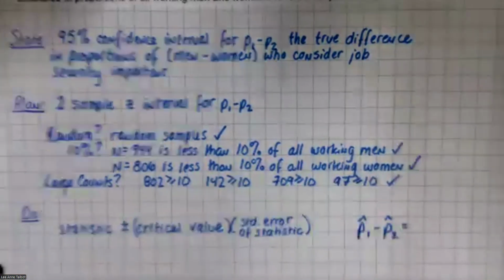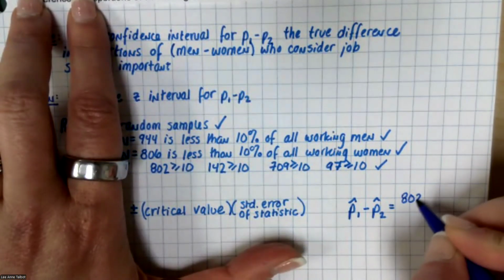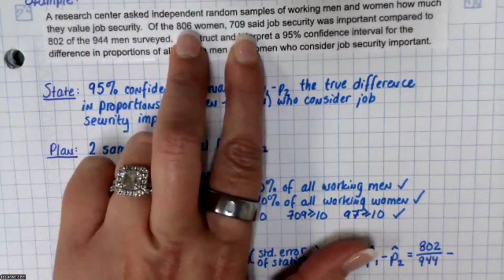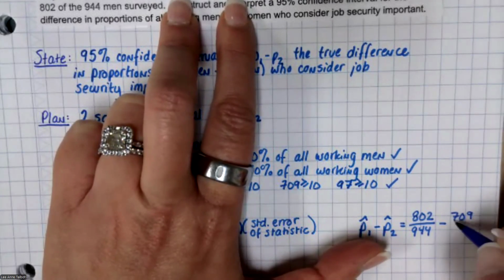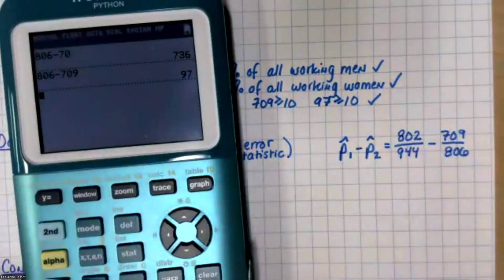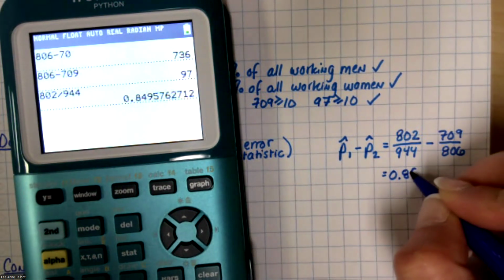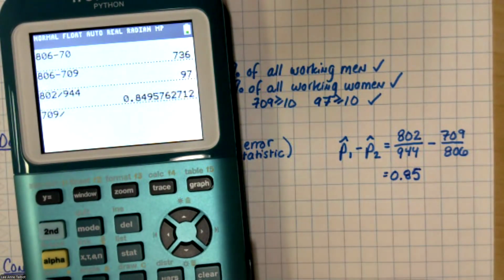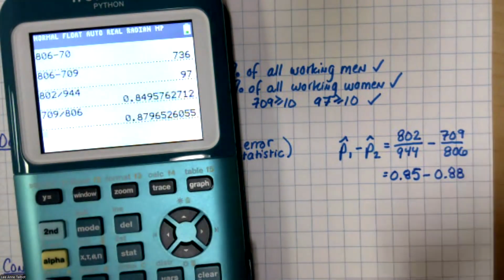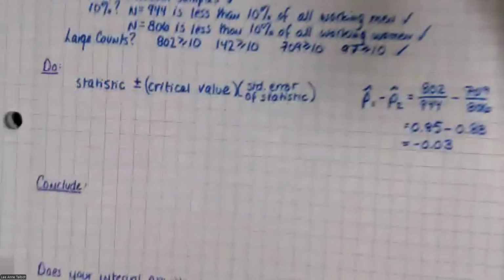Scrolling back up to my problem, p hat 1 is 802 over 944, and p hat 2 is 709 out of 806. Don't worry that it's negative. It's not a big deal.